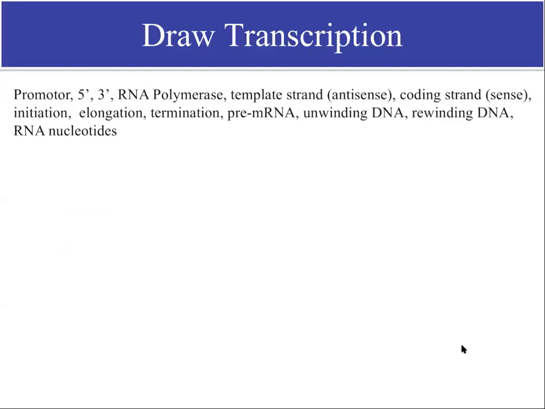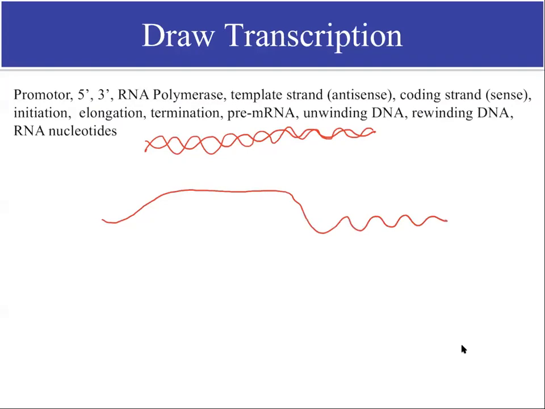So if we were to sketch how transcription occurs, we would do something like this. We'd start out with a DNA molecule, and then that's going to be opened up very much like a replication fork.